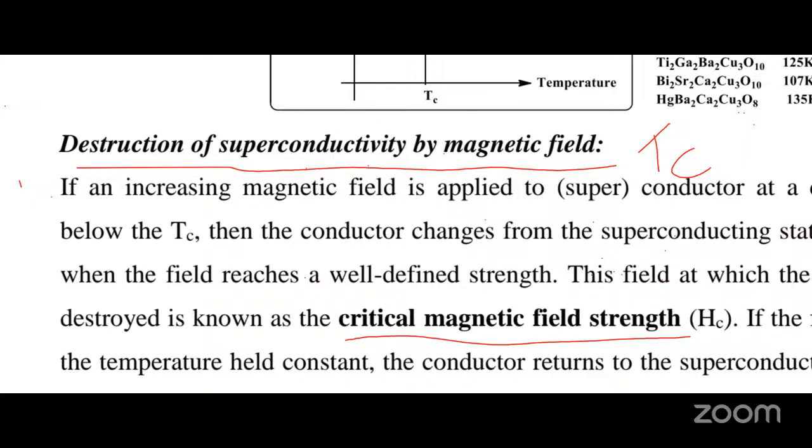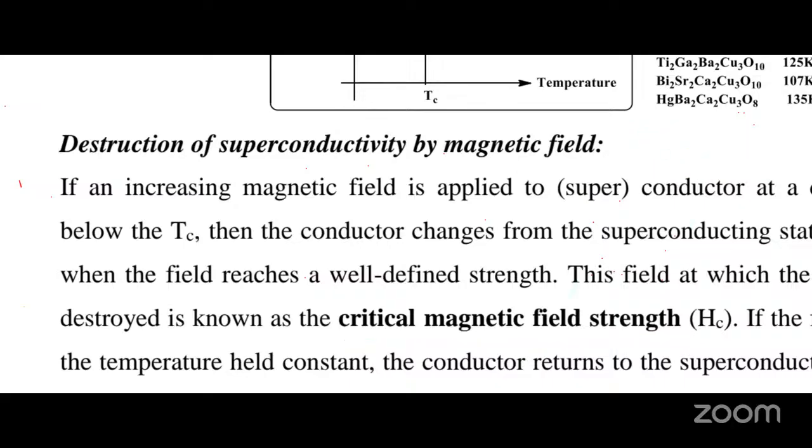Therefore, two parameters are essential to express what kind of superconductivity nature there will be. There are two kinds of superconductors: type 1 superconductors and type 2 superconductors. What is meant by type 1 superconductors and what is meant by type 2 superconductors, we will see.